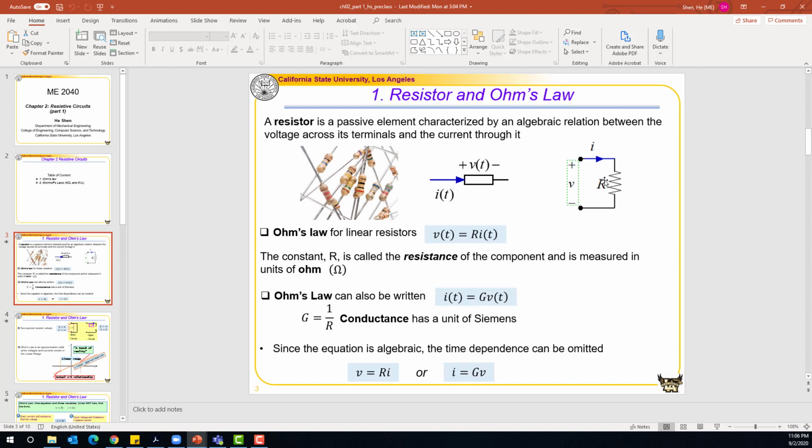Let's look at this example. It tells us that if R is a fixed value, the larger the voltage applied on this resistor, the larger the current that you will have.